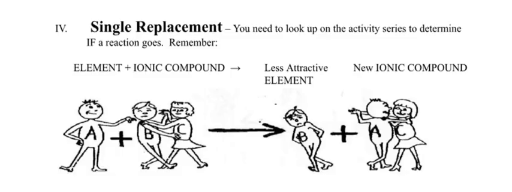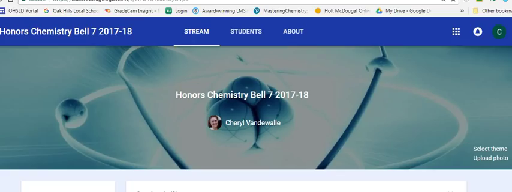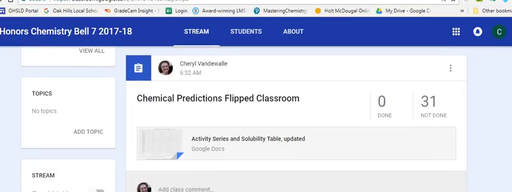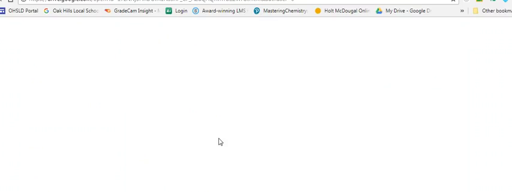Now we need to do something before we continue here. You need to go to your Google Classroom, which is right here, and scroll down where it says Chemical Predictions. There it is. And you'll notice it says Activity Series and Solubility Table Updated. So I want you to click on that, and hopefully it comes up, and look at the second page of that. It is an activity series which is ranking these different elements as far as how active they are.